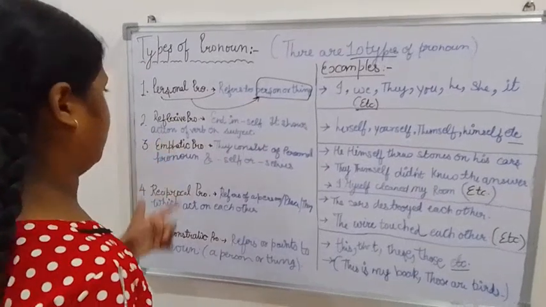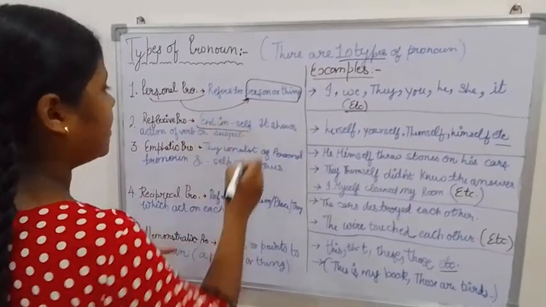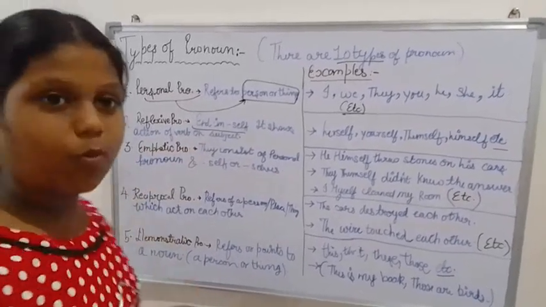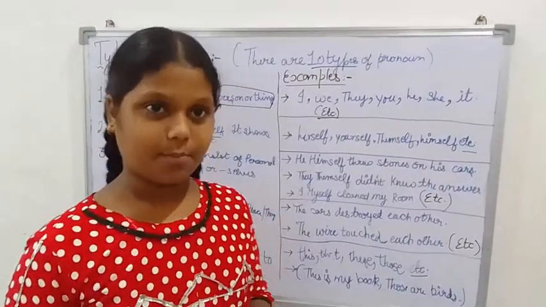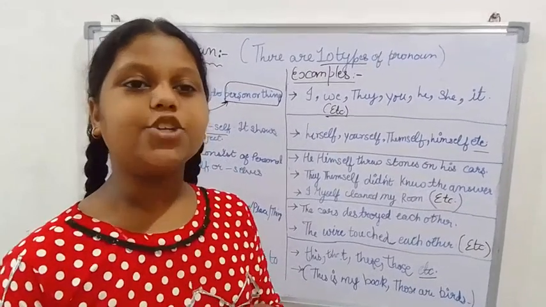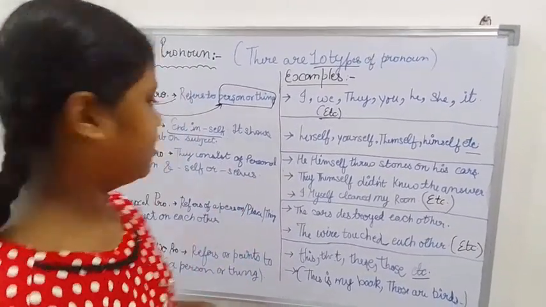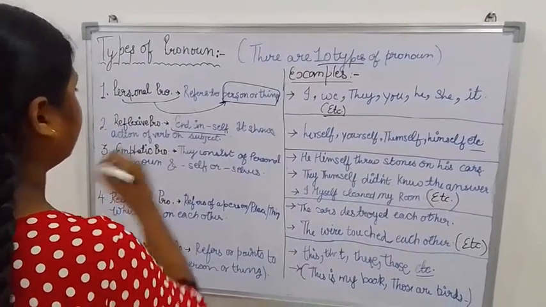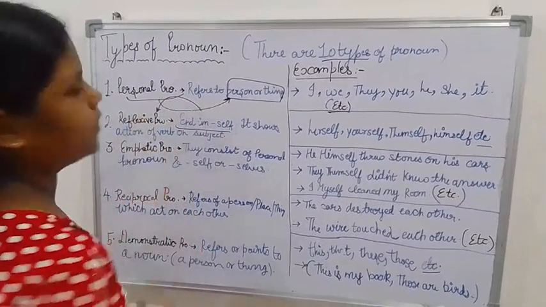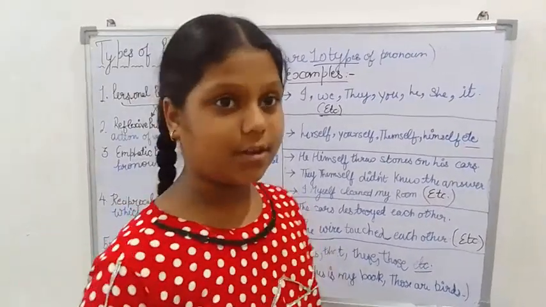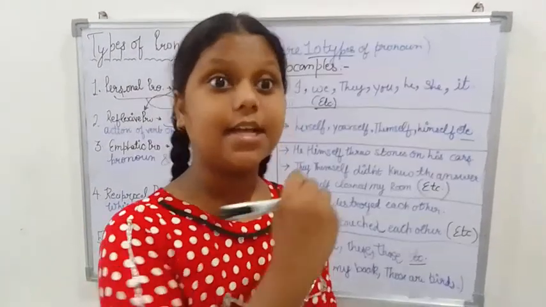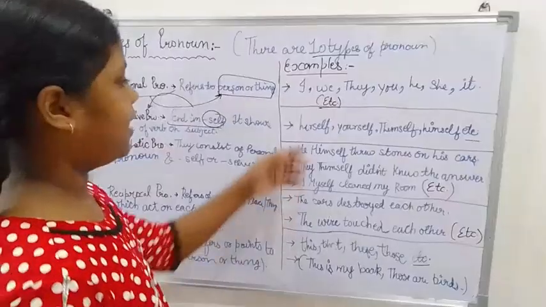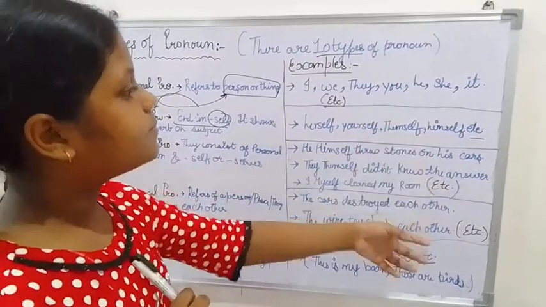Second, reflexive pronoun. It shows the action of the verb on the subject. Action means verb, and it shows the action done on the subject. The key point to learn reflexive pronoun is that it ends in self, S-E-L-F. For example, herself, yourself, themselves, himself, etc.